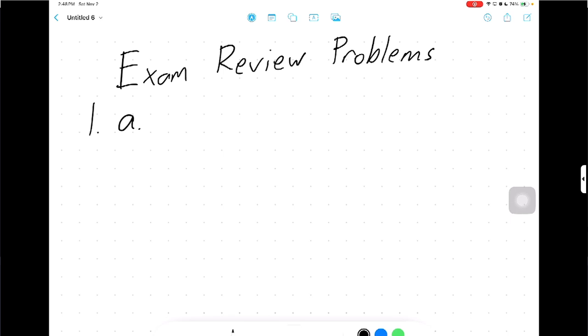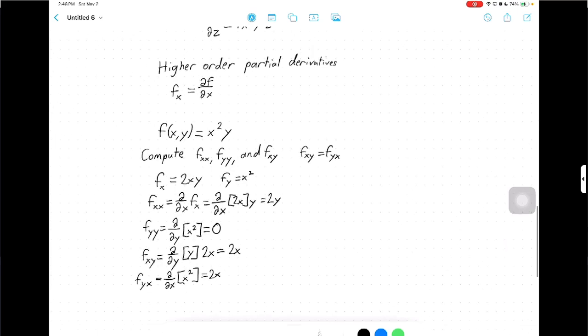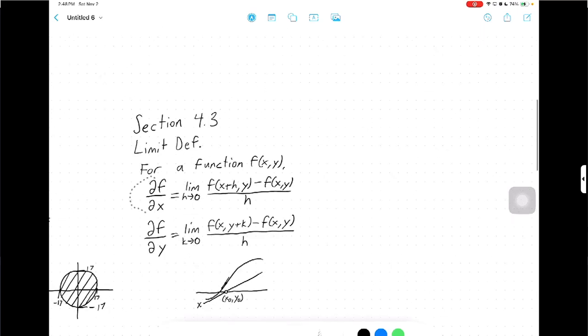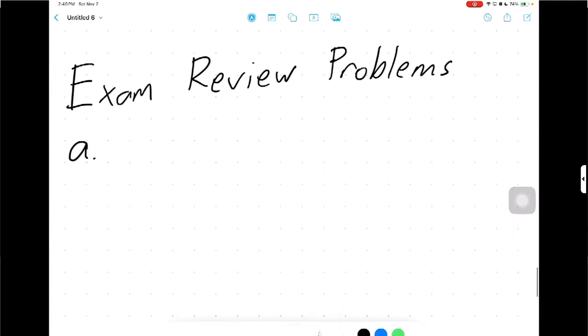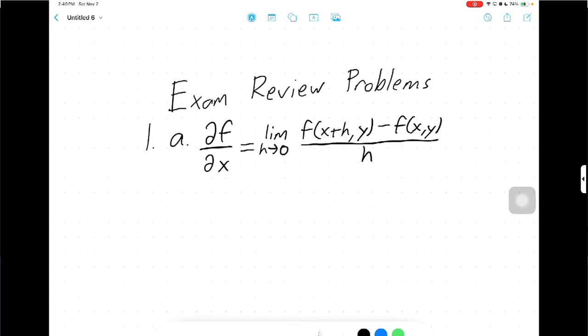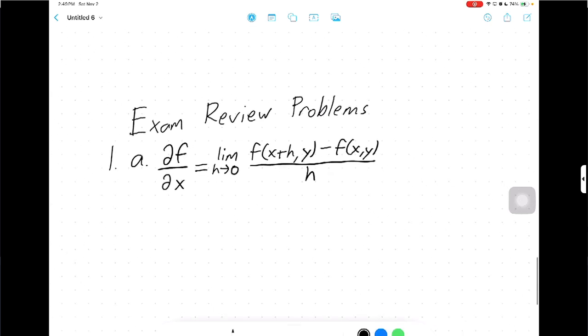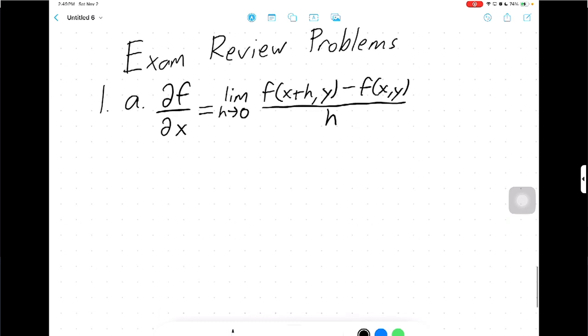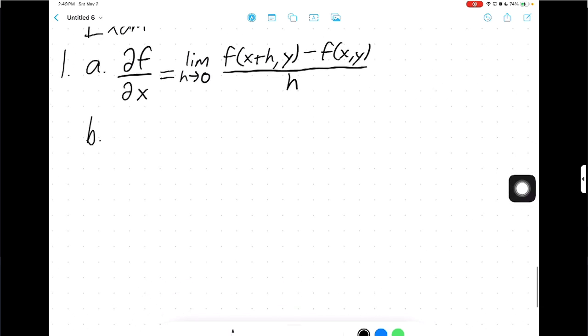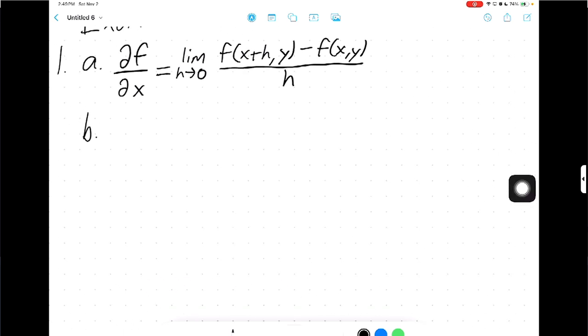Number 1 asks you to complete the limit definition for the partial derivative with respect to x. So I'm gonna just take this over here. This is gonna be the limit definition for the partial derivative with respect to x. 1b. Assume that k is in the range of f of xy. True or false, the magnitude of the gradient of f is orthogonal to the curve defined by f of xy equals k.